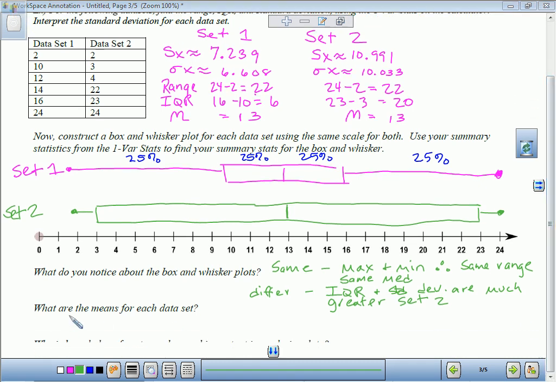Okay, now, what are the means of each data set? They're both 13 also, aren't they? So if we just looked at the mean of the data, or we just looked at the median of the data, or we just looked at the range of the data, we think the data is very similar. But when we look at the IQR and the standard deviation, it tells us that there are differences in that data.